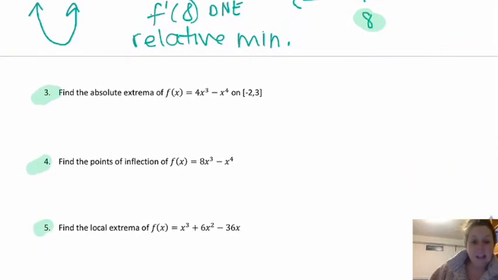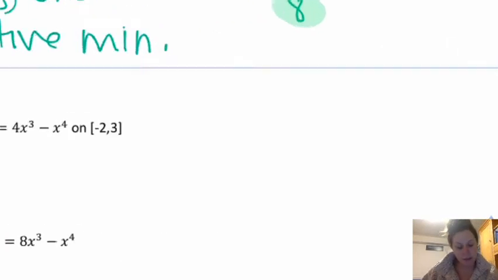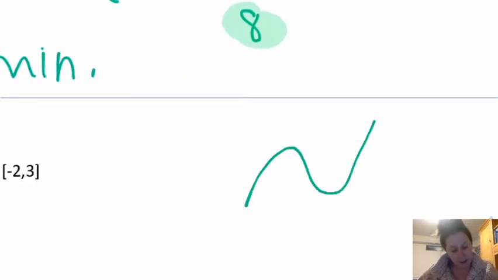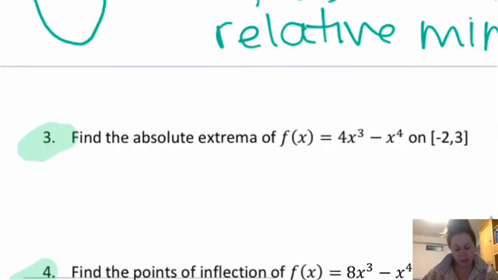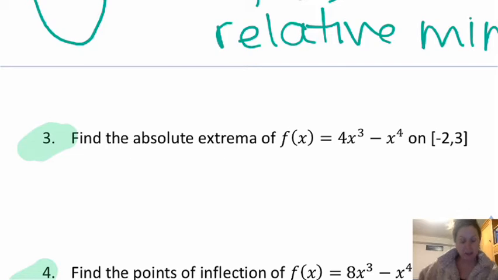Okay, so the next one is we're going to be looking for absolute extrema. And remember, absolute extrema, yes, we care about the turning points, but we also care about the end points because those could also be our absolute maxes and mins. So we're going to do the same thing we did with relative extrema to start, and then we're going to go back to the actual function to find out what's the highest and lowest.